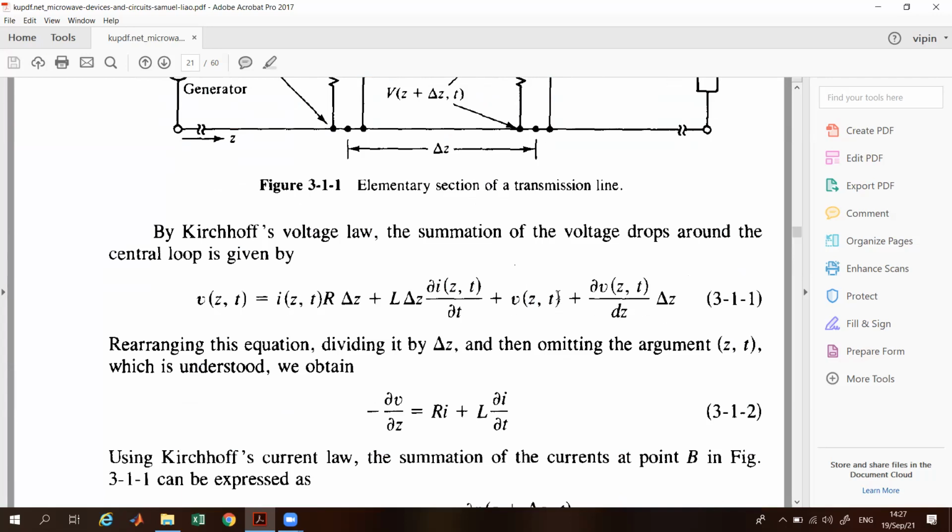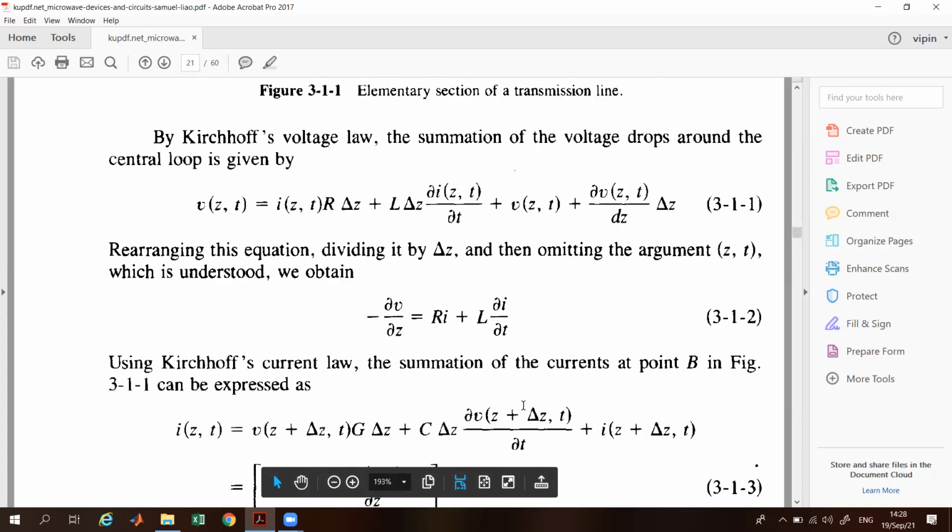Now if we solve it, this part will cancel with this part, and we take delta z common, or we can divide by delta z. Then we will be left with dV by dz equals ri plus l di by dt.